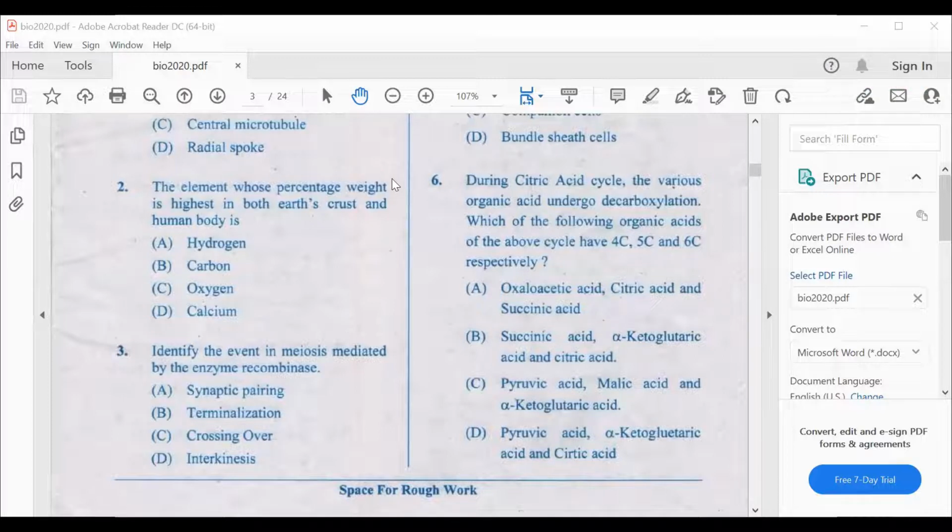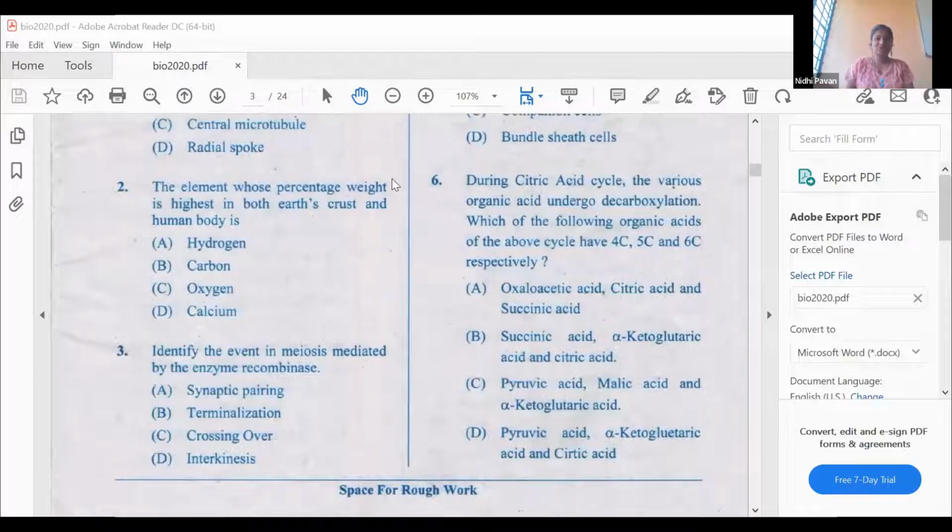Option D, ma'am. Okay, who is this? Sindhu. Sindhu said option D. Jahnavi said option D. Tasmia said option C. So here, the correct answer, identify the event in meiosis mediated by enzyme recombinase, is C, crossing over. The right answer is option C, that is crossing over.